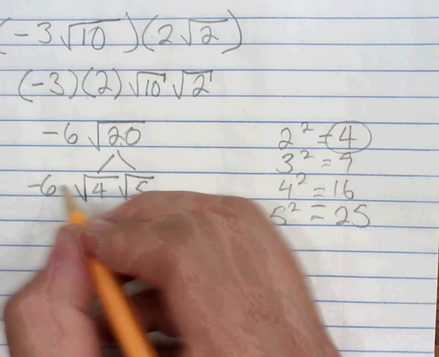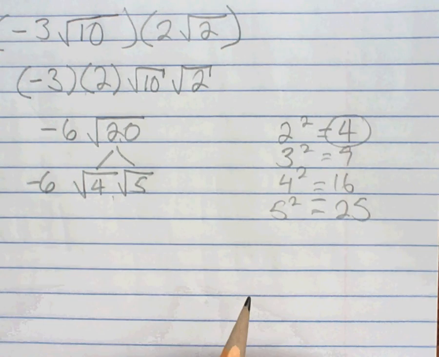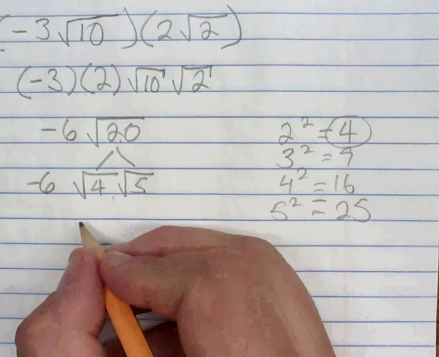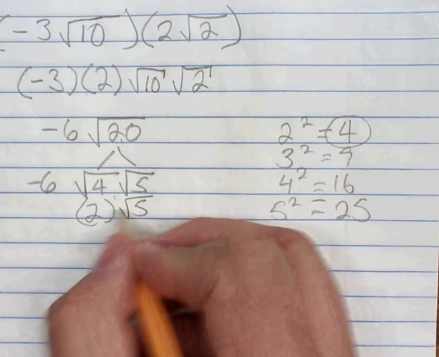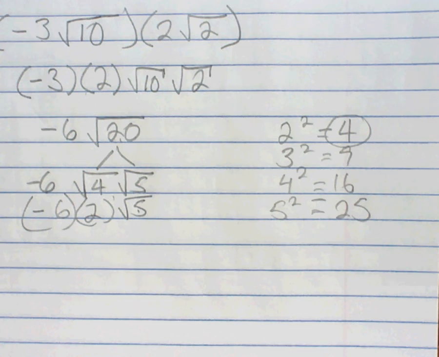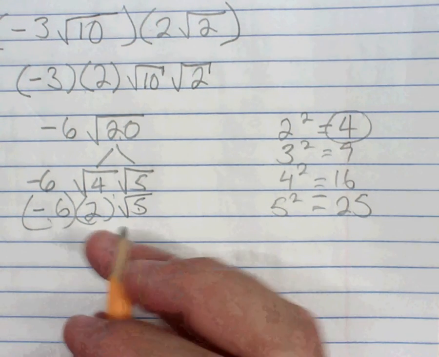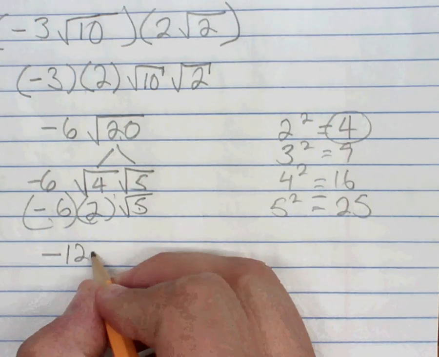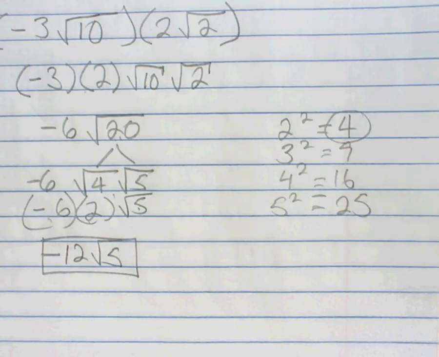And then we have the -6 in the front. What's the square root of 4? 2. So now I have the -6 times 2 times the square root of 5. What's -6 times 2? -12 times the square root of 5. So here's an interesting thing.